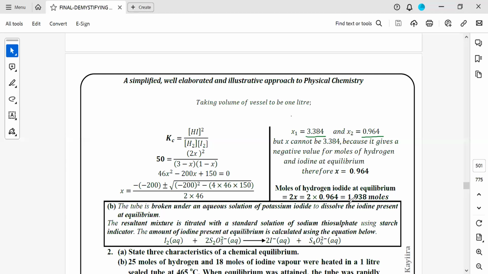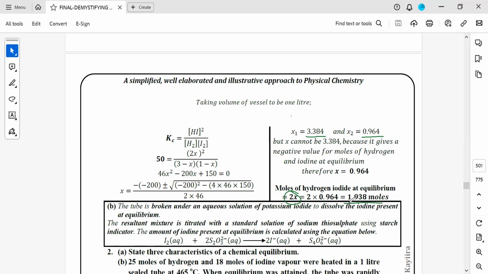So in that case, like I said, since we had 2x as our moles at equilibrium, that means you get 2 times the value of x to give us 1.938 moles. So basically, that is what the calculation was about. And you'd easily get your values. And then they told us to describe the experiment that occurs at that point.